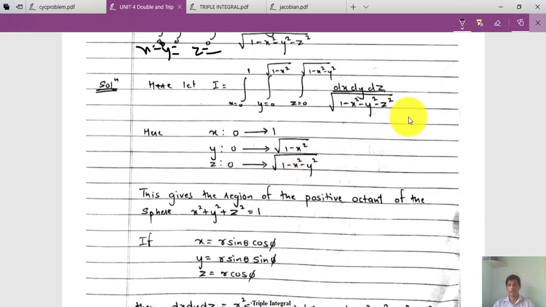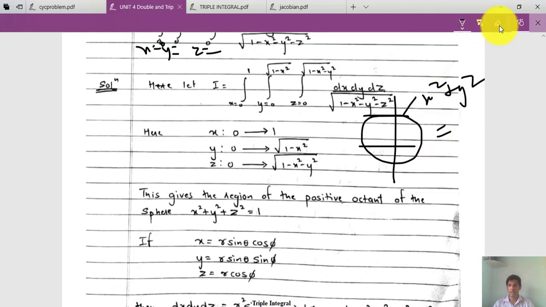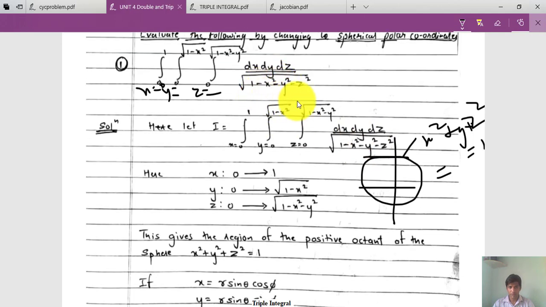See here, the equation of a sphere is like this. This is a circle, fine, and then I am talking about a sphere. This is a 3-dimensional figure, so it is x square plus y square plus z square is equal to 1. So it is this particular equation, fine.